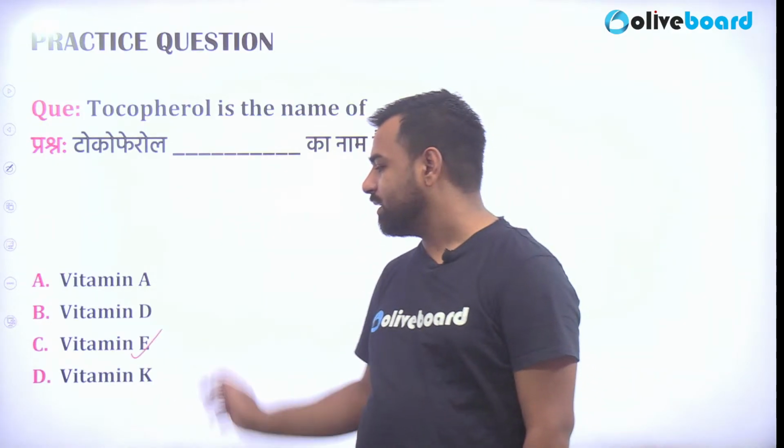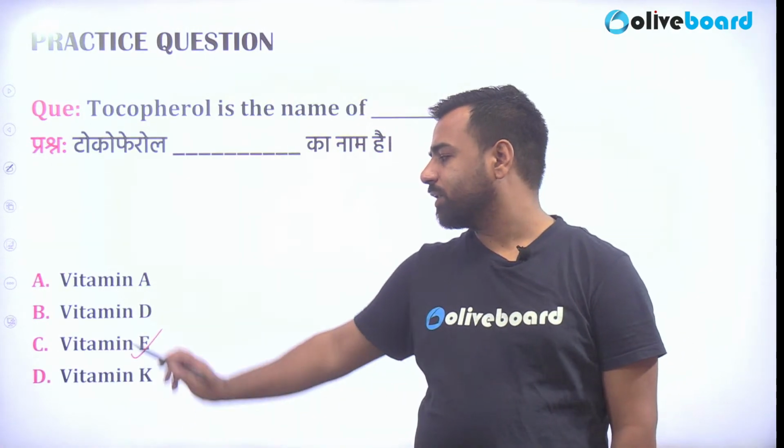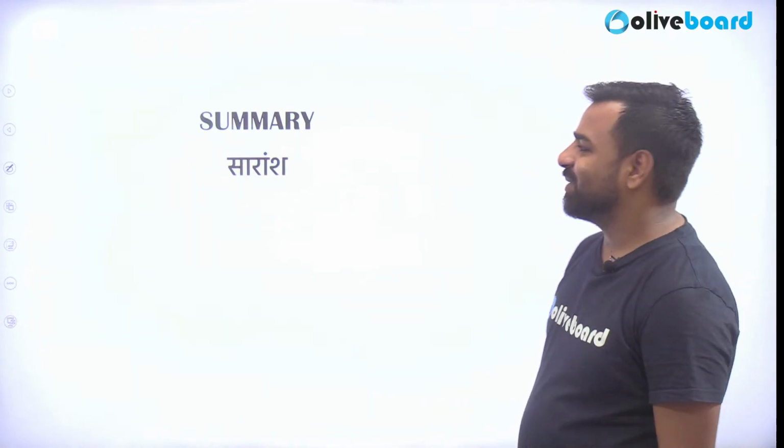So that's the name of vitamin E, because chemical name of vitamin A is retinol. For D it's calciferol, for E it's tocopherol, and for K it's phylloquinone. Simple. Next. So that's all from my end.